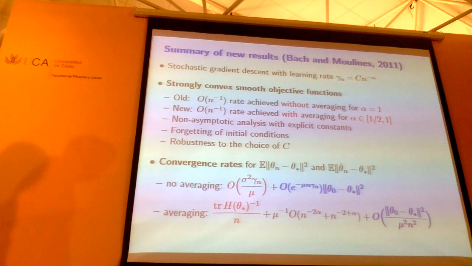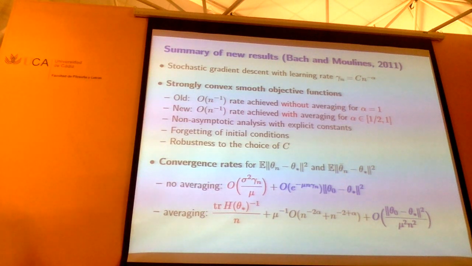You pay a price of that. The bigger the step size, the bigger the noise will impact you. So this is before averaging, and after averaging, the leading terms are in red and blue. Then you lose this, you get this optimal 1 over n rate, but you pay a price in terms of forgetting the initial conditions.